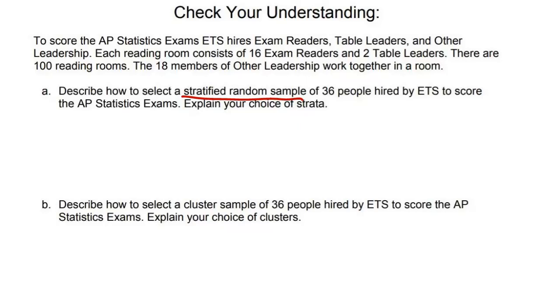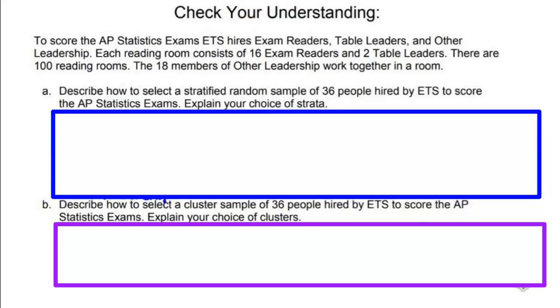So if I have those 3 strata, how could I get a sample of 36 using those 3 strata? I could do 12 of each, right? Or since there's a lot more exam readers than there are table leaders or this other leadership group, I could do it proportionally. Let's see, we have 1,800 plus 18. Figure out what percentage of those are the table readers, what percentage of those are the leaders, what percentage are this other. We could divide it out that way.